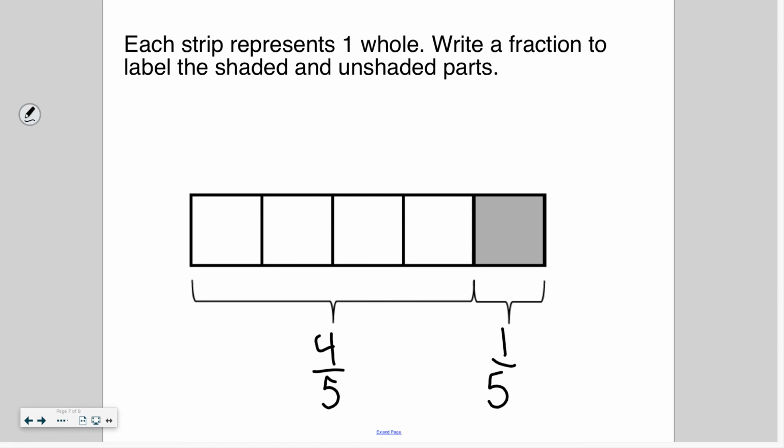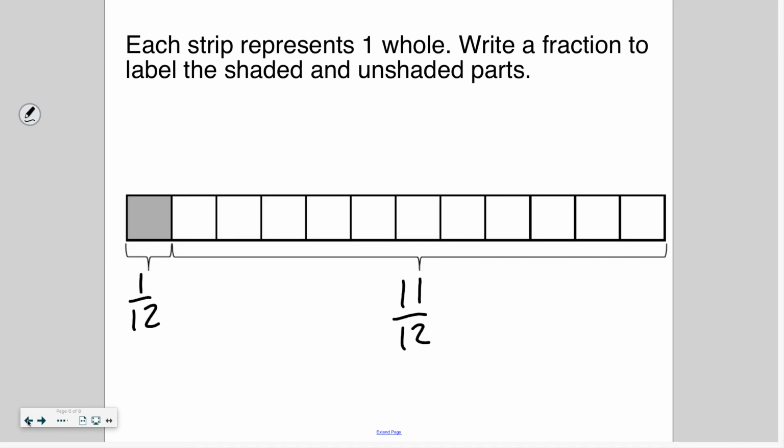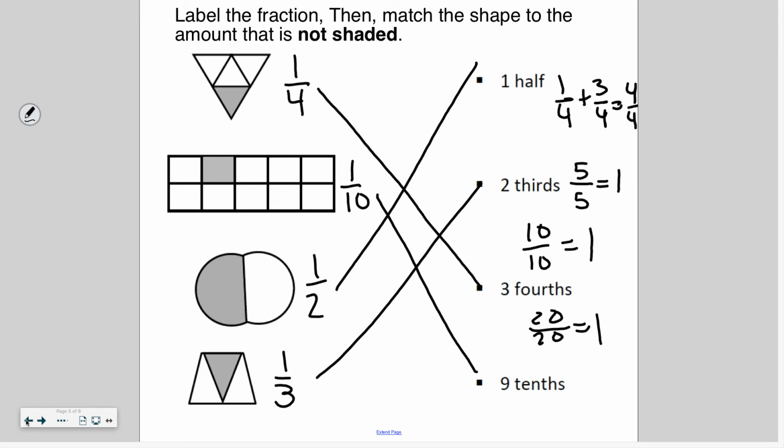So today we were identifying the shaded and unshaded parts of our fraction, and they were represented in bars and different shapes, but they were always equal parts. So in Schoology you do the same. You'll identify either the shaded or unshaded part, and there will be a question, I believe, about matching, like we did here, the shaded part to the unshaded part, right?